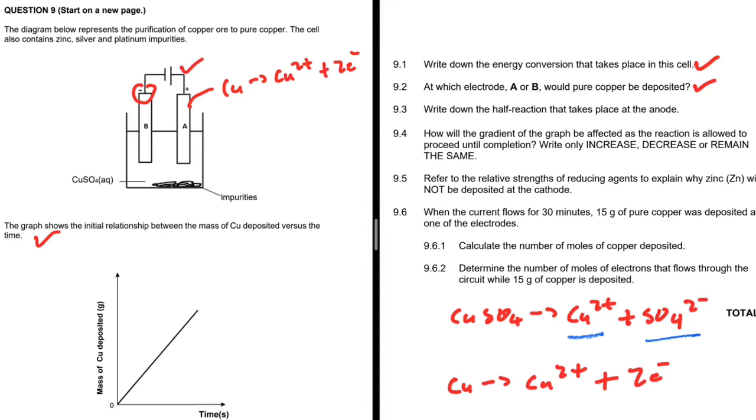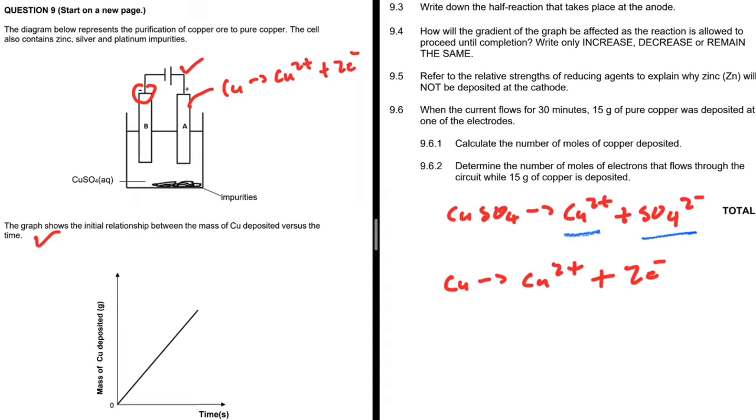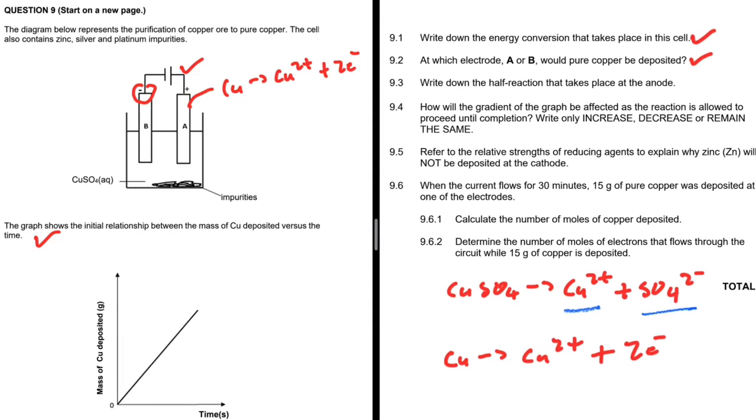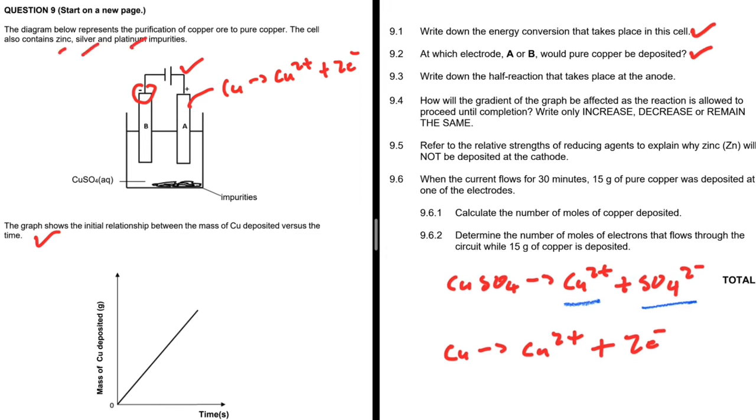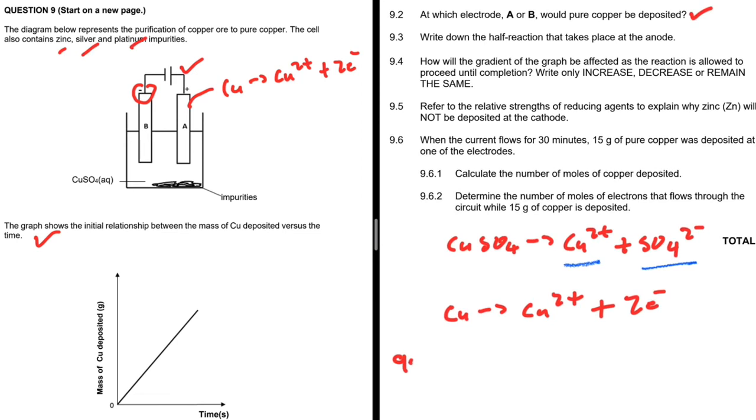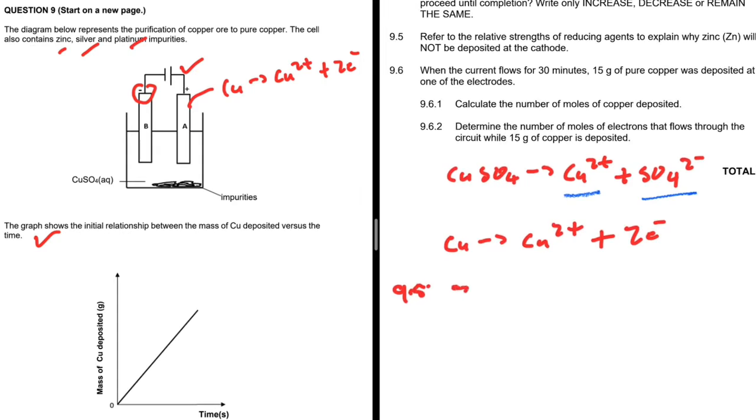9.5: Refer to the relative strength of reducing agents to explain why zinc will not be deposited at the cathode. Why zinc is not going to be deposited at B. So let's take a look at what is happening here. The question says that we have some impurities, which happen to be zinc, silver, and platinum. But in 9.5, we are only interested in zinc and copper. Why is zinc not being deposited at the cathode? Why is it copper that is being deposited at the cathode?